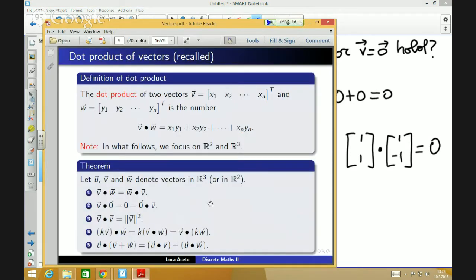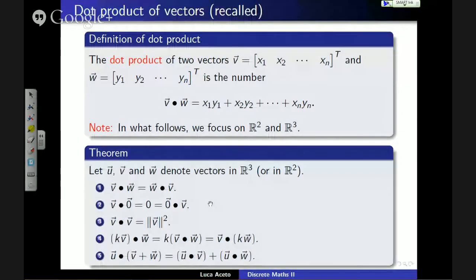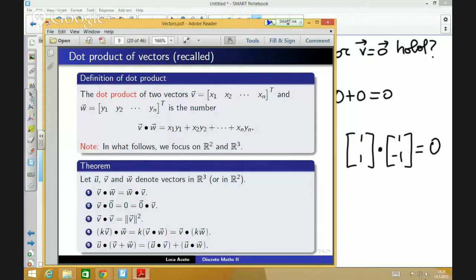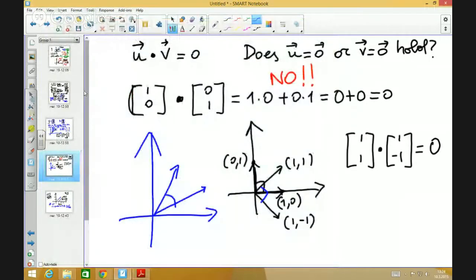Excellent. Okay, what else? So if I take the dot product of a vector with itself, what I get is the square of the length of the vector. Why is that? Well, let's look at the formula here. Well, actually, let's calculate.